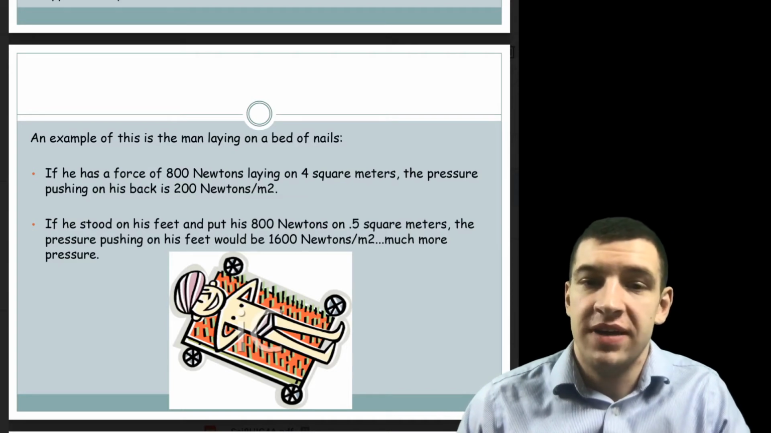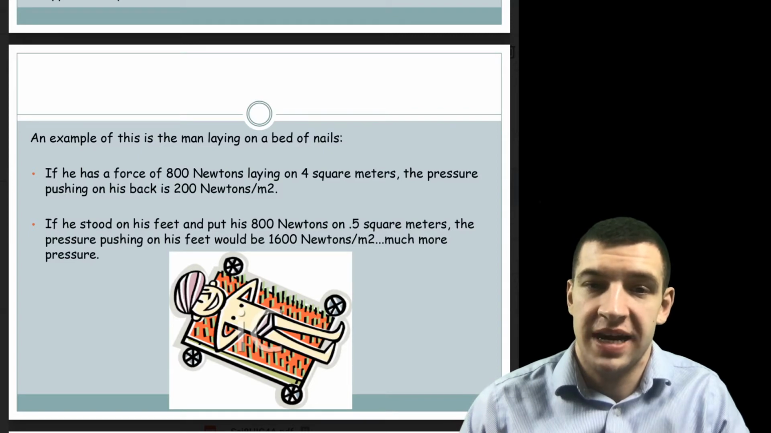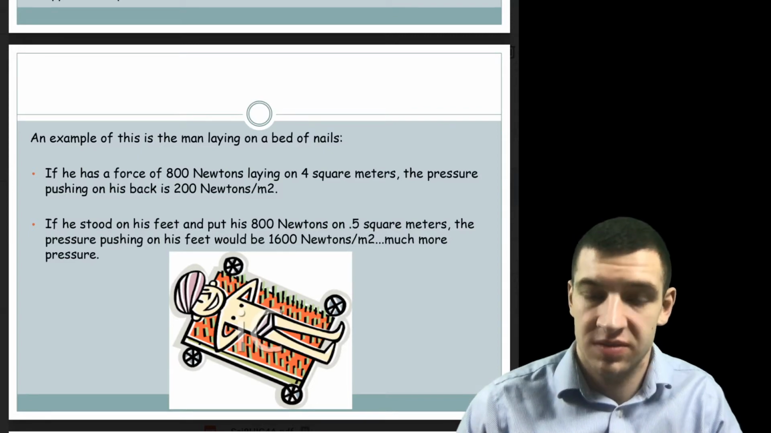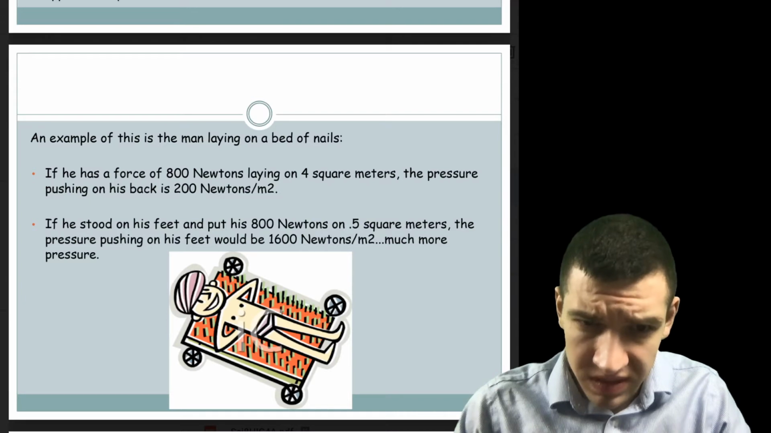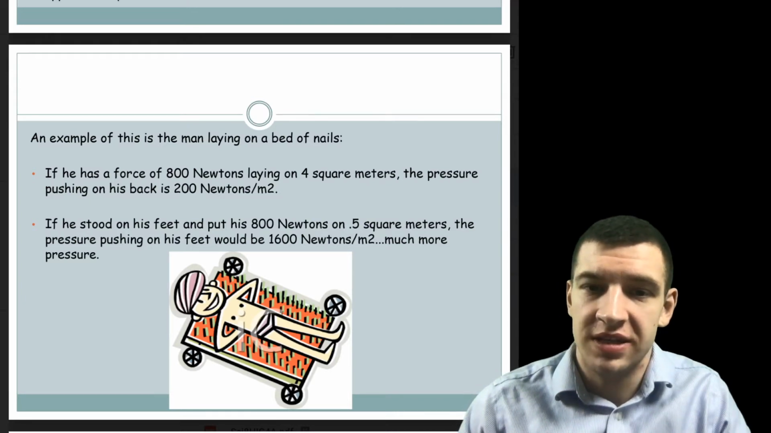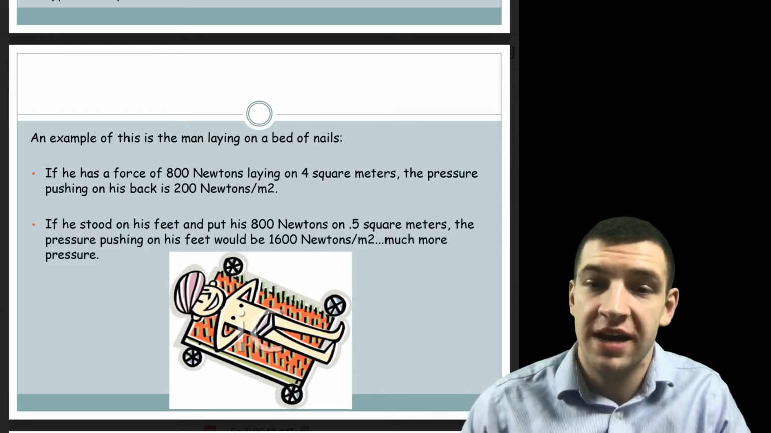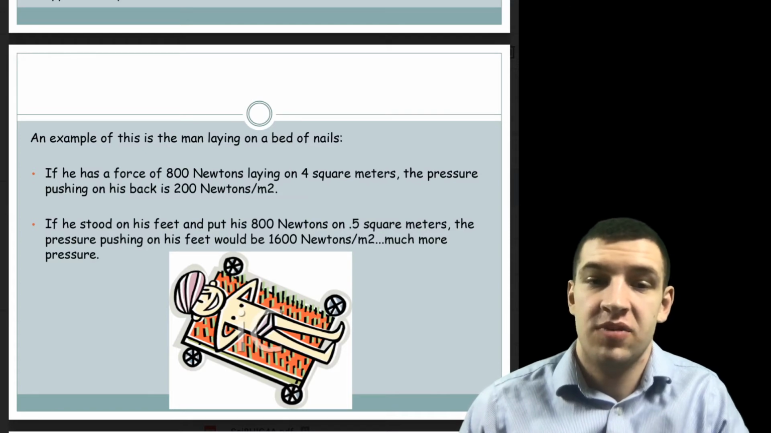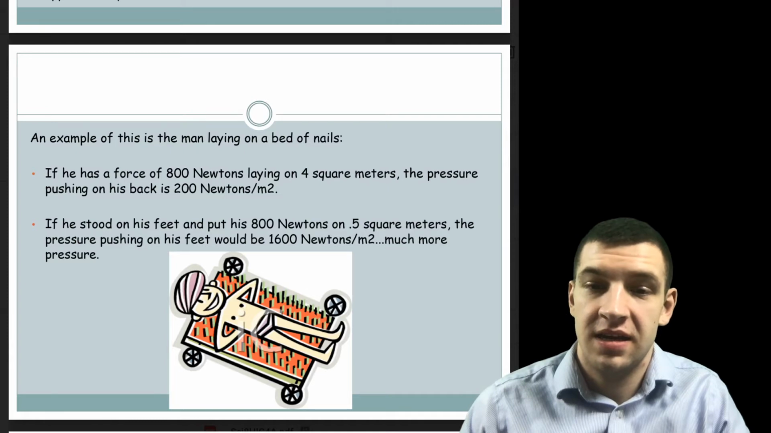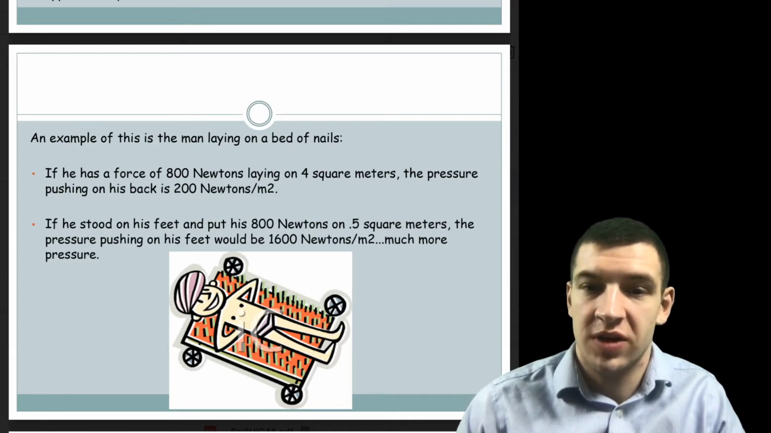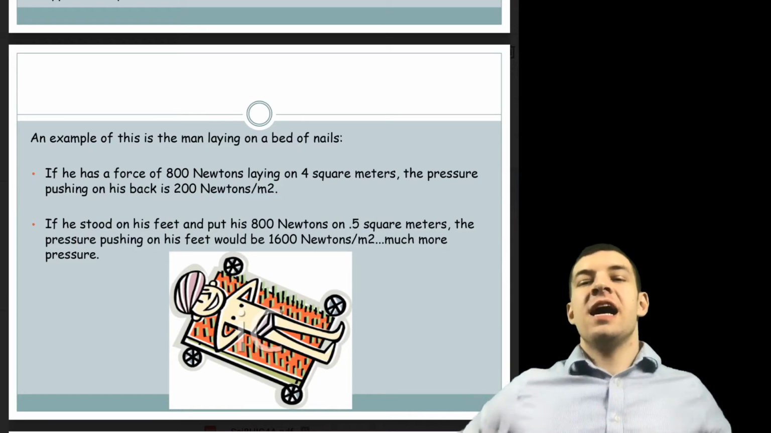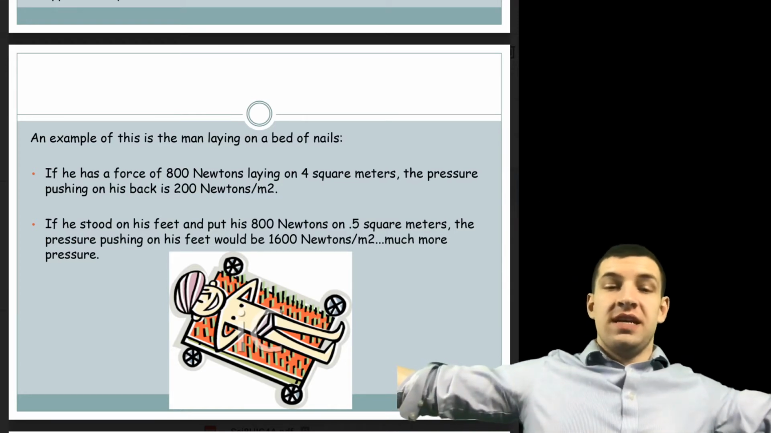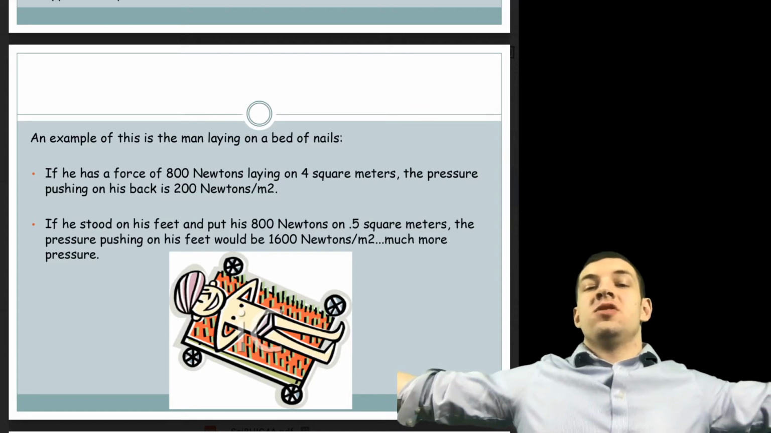If he has a force of 800 newtons lying on 4 square meters, the pressure pushing on his back is 200 newtons per square meter. If he stood on his feet and put his 800 newtons on 0.5 square meters, the pressure pushing on his feet would be 1600 newtons per square meter, much more pressure. So he's lying on it, so he's increasing the surface area that each one of those nails are pushing on him.